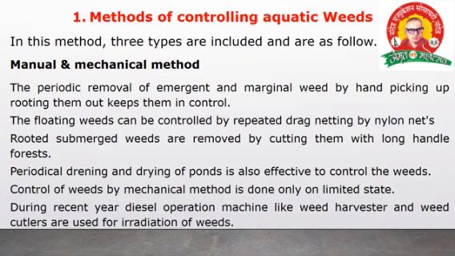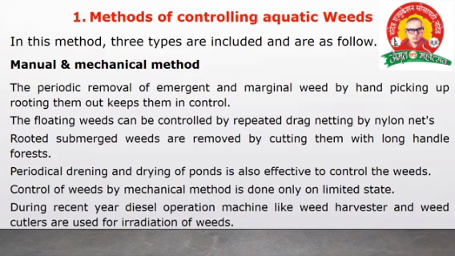How can we control them? In this method, there are three types of methods to control aquatic weeds: manual, mechanical, and biological control. Manual means by people, by laborers. Mechanical means by vehicle or other machines, and biological control I will explain later. First of all, the manual method means removal of emergent and marginal weeds.